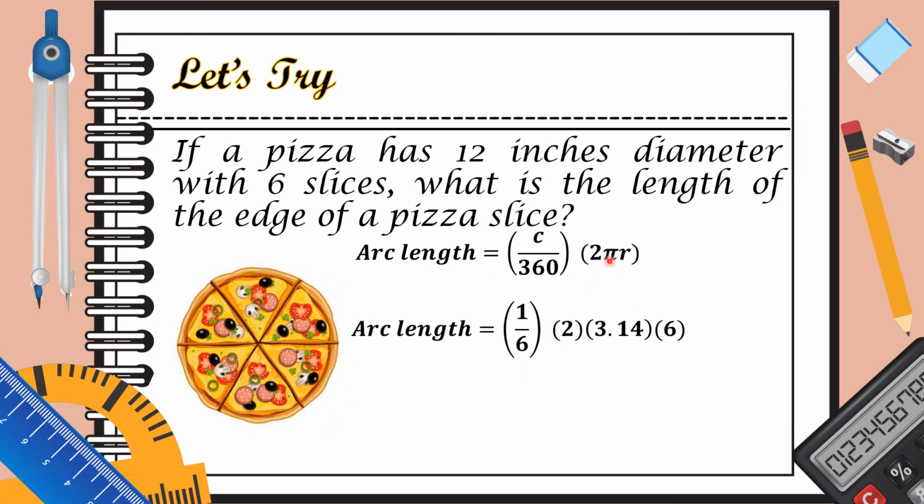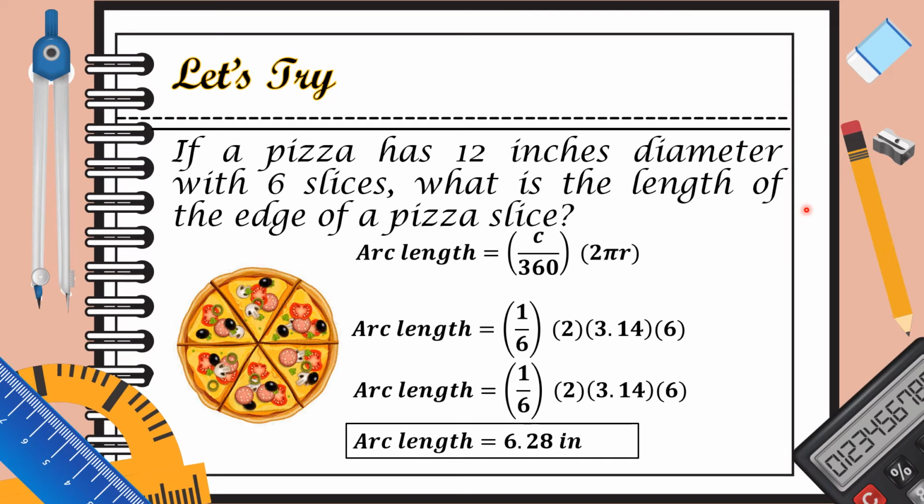Okay, 2. Then, yung pi natin is 3.14. Yung r natin is 6. Bakit 6? 12 inches to kasi yun ay diameter. Okay? Nakakalimutan. Pagkakakita kasi ng measurement, nakalimutan yun na yung lagi. Yung 12 dyan, that is diameter. So, yung 12, i-divide natin sa 2 para makuha natin yung ating radius na 6. Ngayon, compute na natin. Arc length is equal to 1 over 6 times 2 times 3.14 times 6 is equal to 6.28 inches.